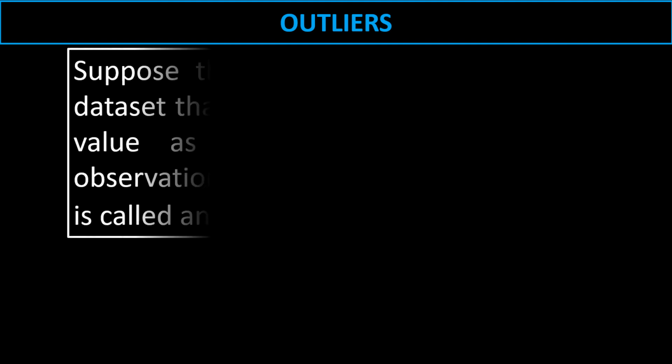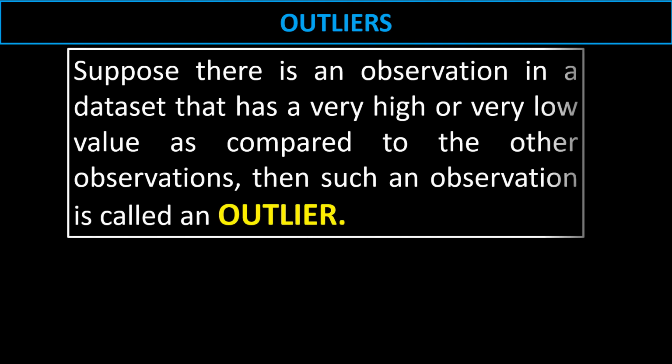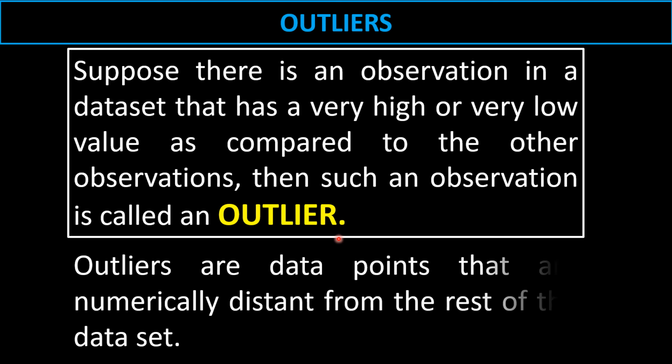Now let's look at the concept of outliers. Suppose there is an observation in a data set that has a very high or very low value compared to the other observations, then such an observation is called an outlier. Outliers are data points that are numerically distant from the rest of the data set. So you'd see that it doesn't compare with the other observations.